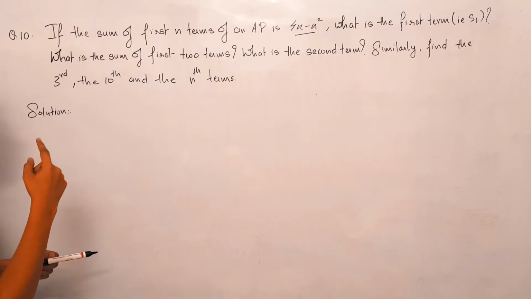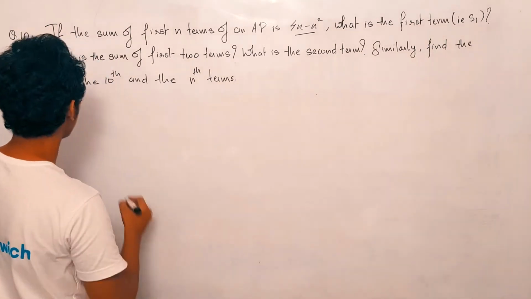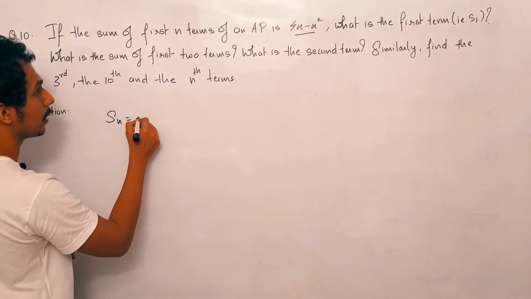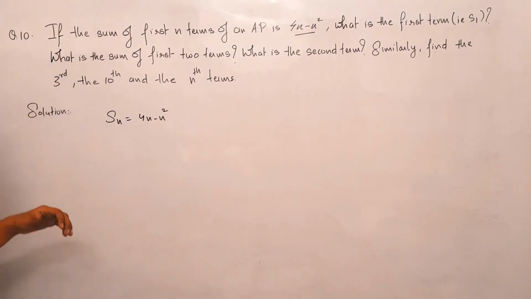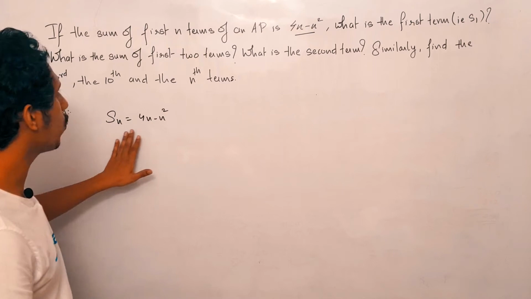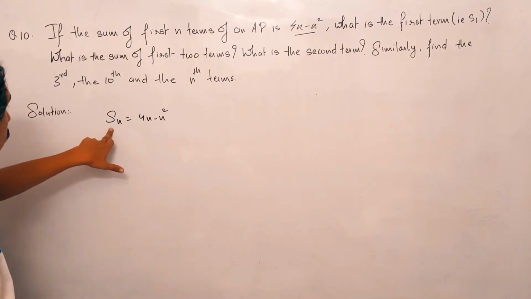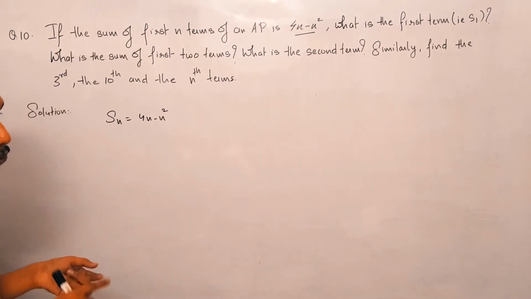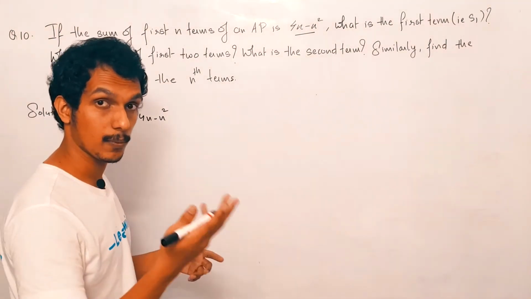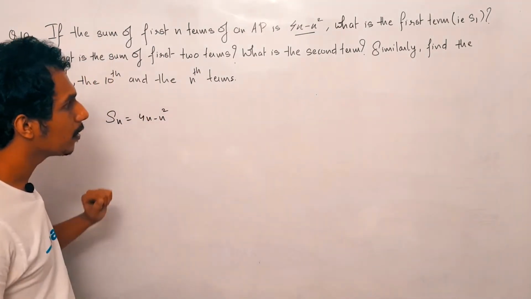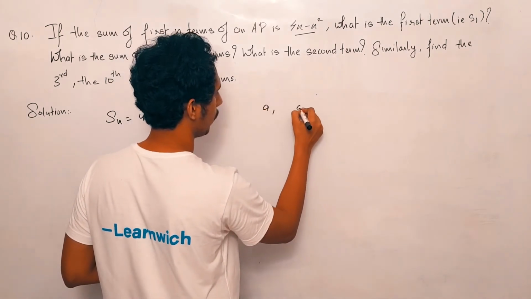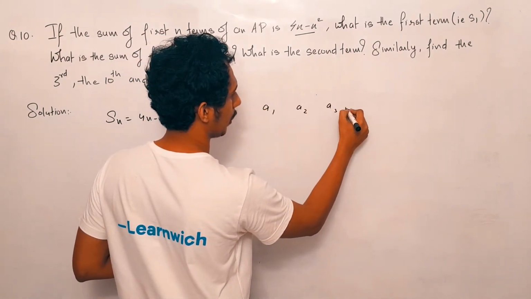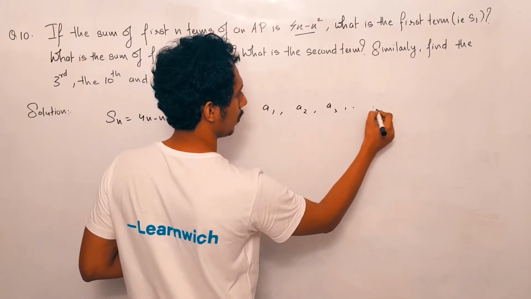Let us say Sn, the sum of first n terms, is defined as 4n minus n square. What is the first term? That is the question. There is no other information given. If an was defined, you would directly put n equal to 1 and get a1. But what about Sn? Now, here is where you have to pay attention. Look at this. If you have an AP like A1, A2, A3, etc., up to An.